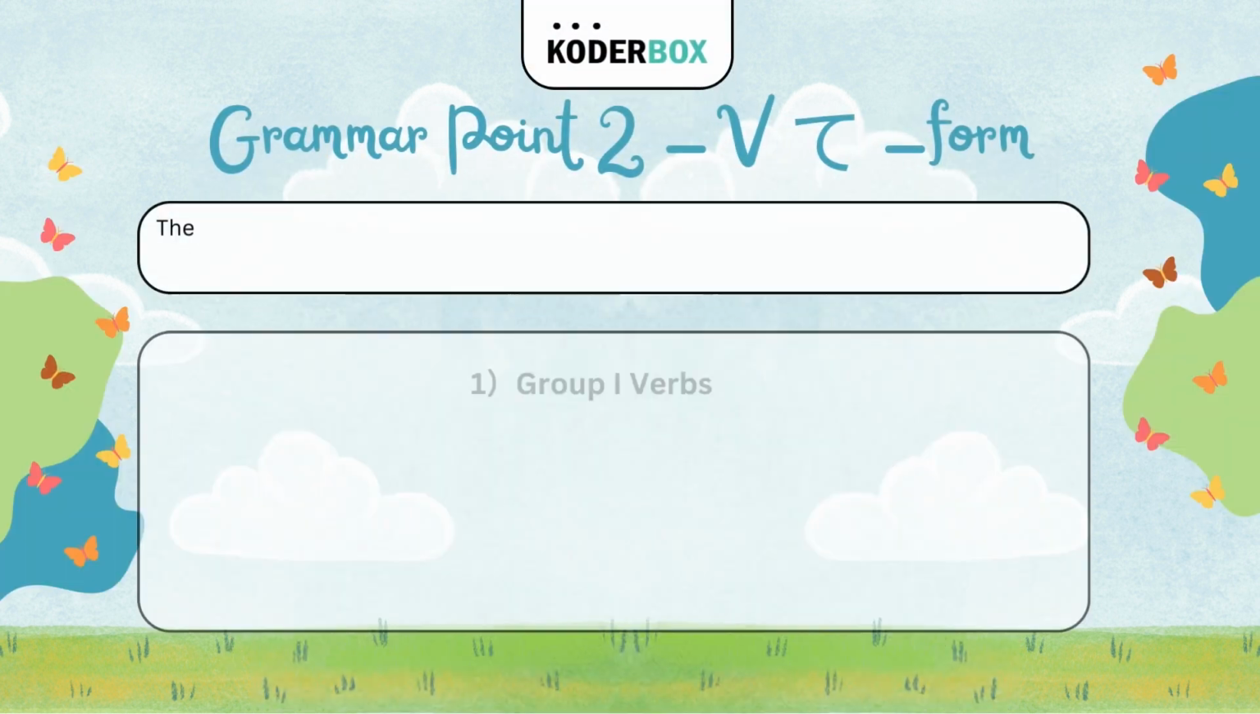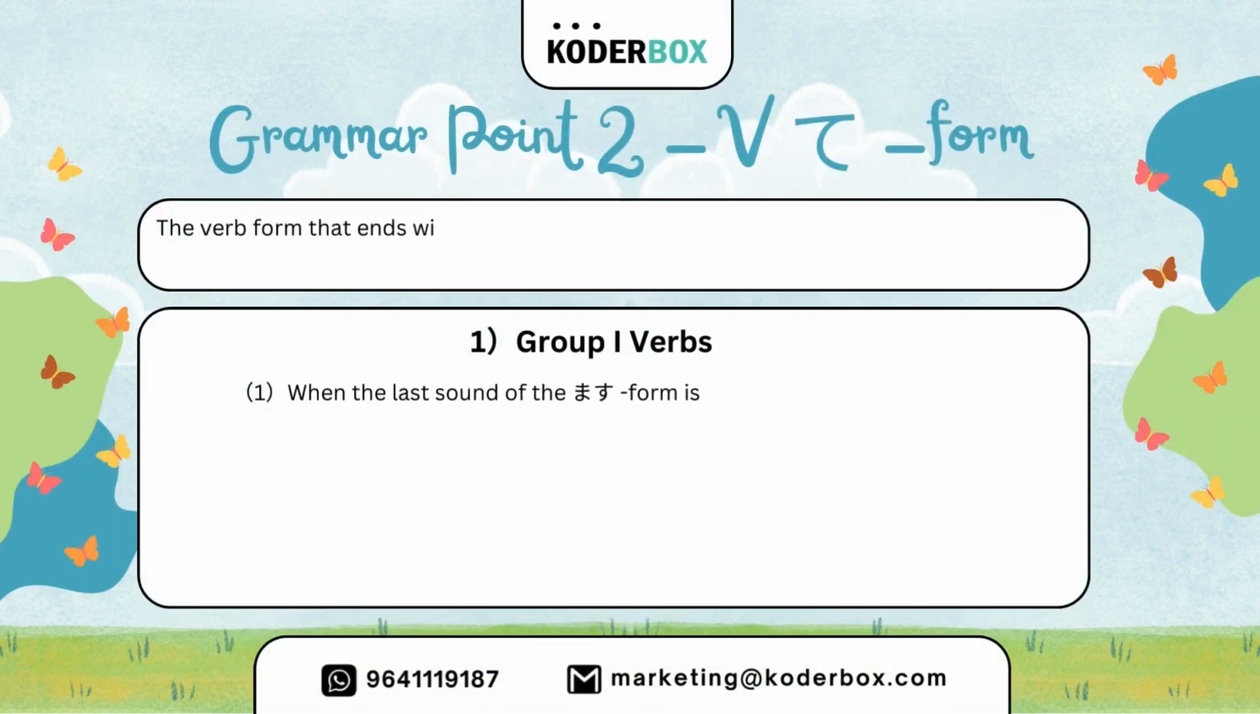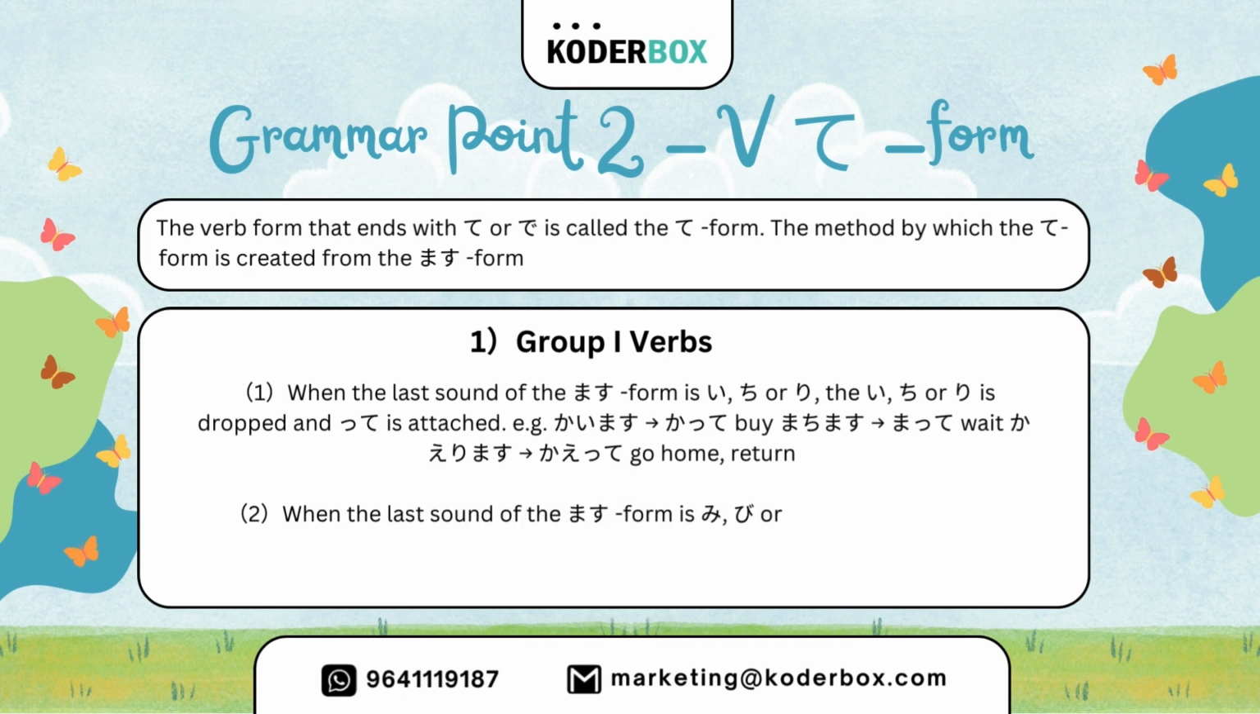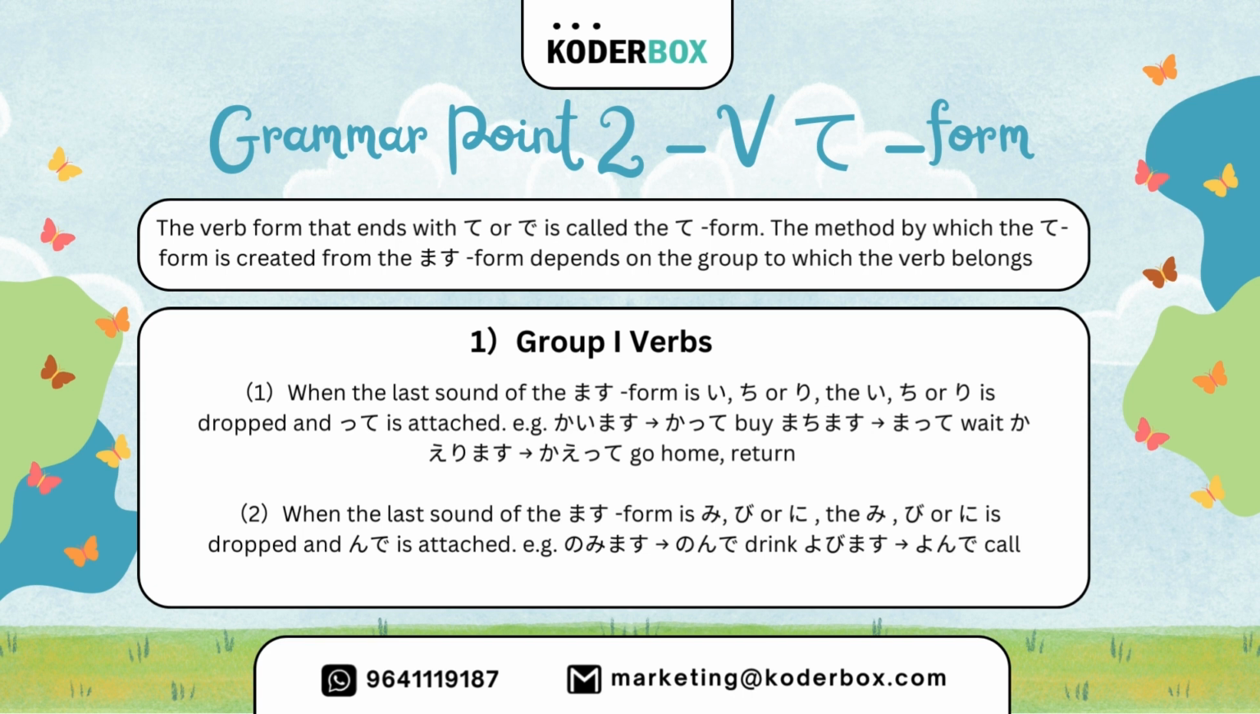Grammar point 2. Verb te form. The verb form that ends with te or de is called the te form. The method by which the te form is created from the masu form depends on the group to which the verb belongs. First group, first verb.